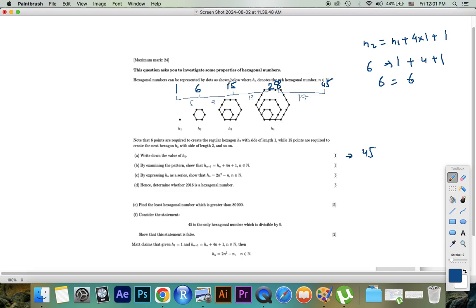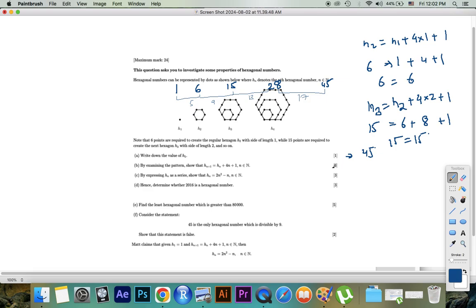Let's check for the next one also. H3 and H2. So H3 is equal to H2 plus 4 times n. Now in this case we have taken n as 2. So 4 into 2 plus 1. So that comes out to how much? H3 is how much? H3 is 15, right? So 15 is equal to 6 plus 4 times 2 is 8 plus 1. So 15 equals 15. Holding true even then. So this pattern does hold true for H1, H2 and H2, H3.